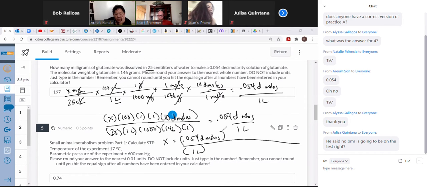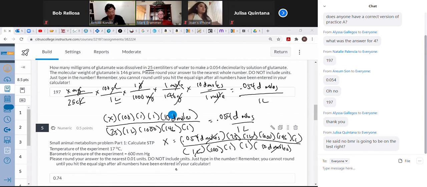And then everything down here gets multiplied. So 25, 1 liter, 1,000, 146, and 1. Liters cancel out. And then 100, 1, 10 decimals, and decimals cancel. So all you're doing is solving for X now, okay? So just a backwards problem, but the key thing always applies again, guys, unit cancellation, and then the proper values for the metric system units or the prefixes, okay?